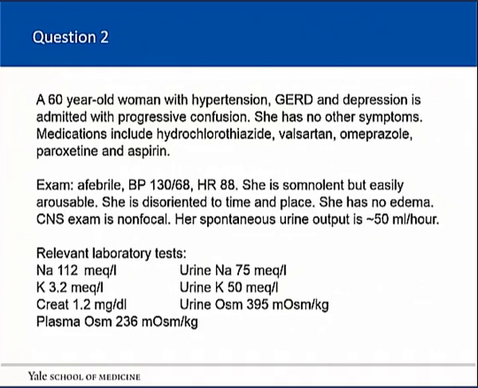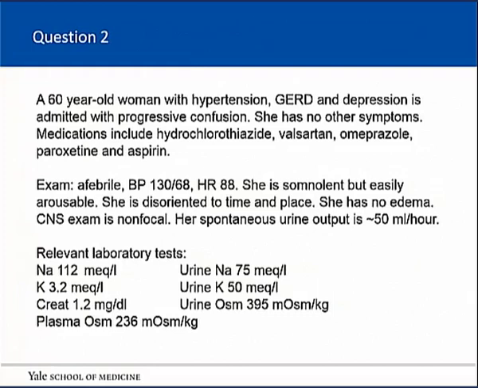She has no other symptoms. Medications include hydrochlorothiazide, valsartan, omeprazole, paroxetine, and aspirin. On exam, she's afebrile, blood pressure is 130/68, heart rate is 88. She's somnolent but is easily arousable. She's disoriented to time and place. She has no edema. CNS exam is non-focal, and she has a spontaneous urine output of about 50 an hour.